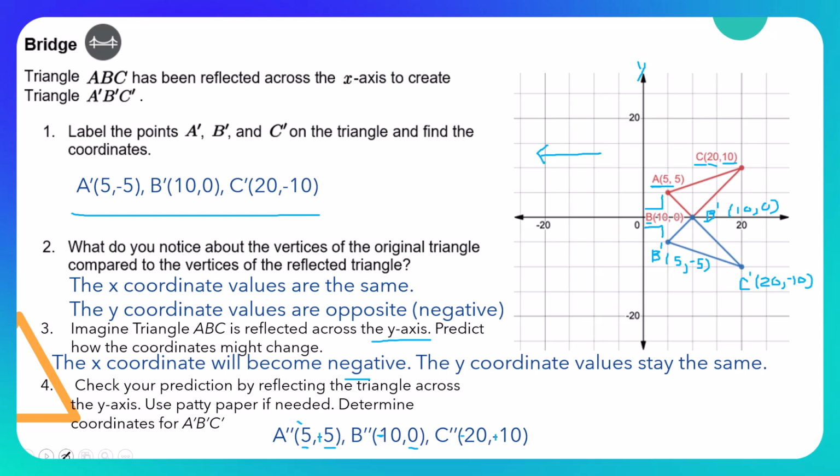All right, make sure that you draw that, double check and make sure that we've got the right coordinates. So let's draw those in. A double prime is negative 5, positive 5. C double prime is negative 20, positive 10. And B double prime is negative 10, 0.